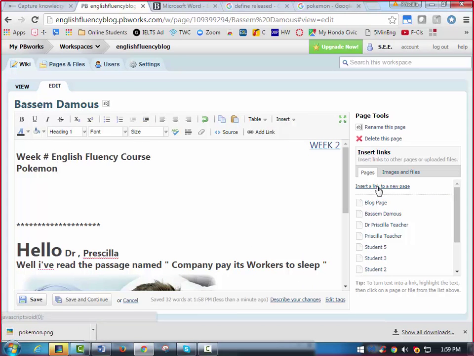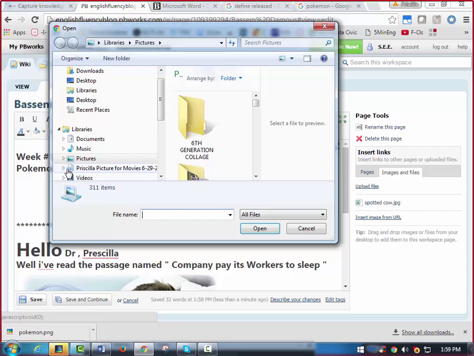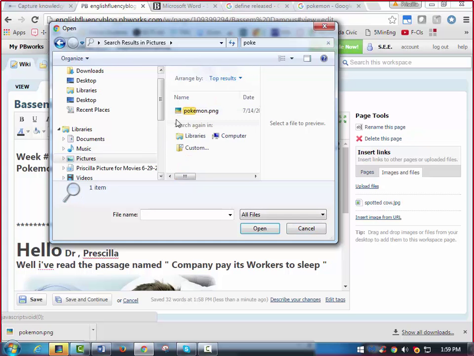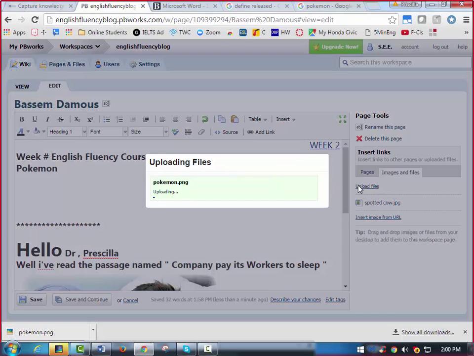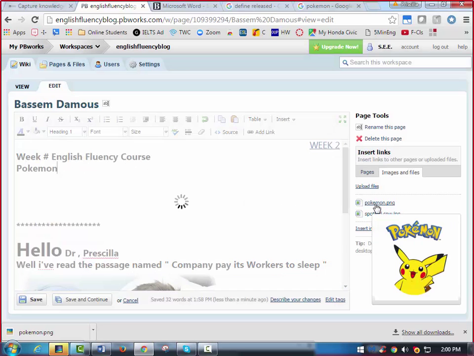Click insert a link. Since I did it, I'm going to go here, insert images and files, upload the file, go to my pictures, look for my Pokemon, type in Pokemon. These are the same instructions that I've sent previously. And here's my Pokemon, and it's uploaded. So now I'll place my cursor here and I'll put Pokemon.